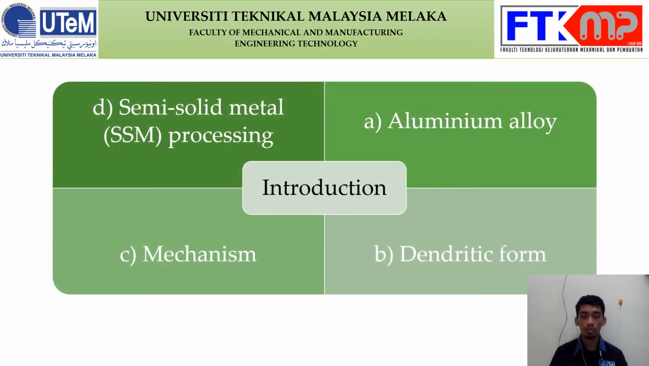Okay, let's start with the introduction first. Casting is one of the manufacturing methods. It can give a lot of benefits. This method became popular because of its mechanical properties. Aluminum alloy is used for automotive industry fabrication. The type of aluminum that I use for my project is A356.